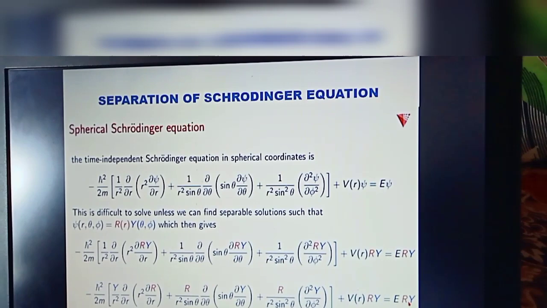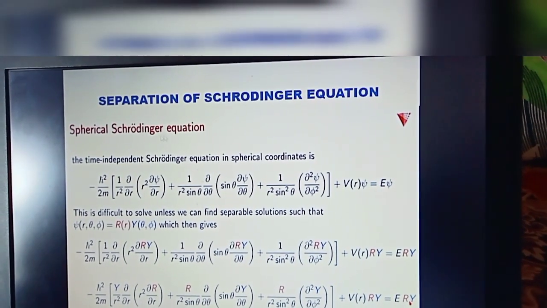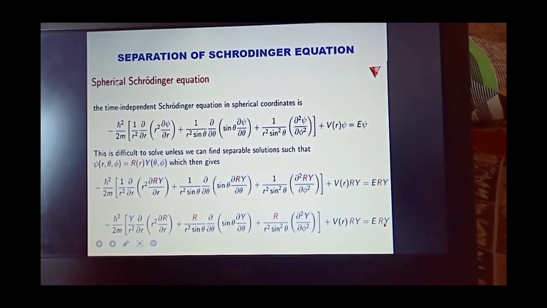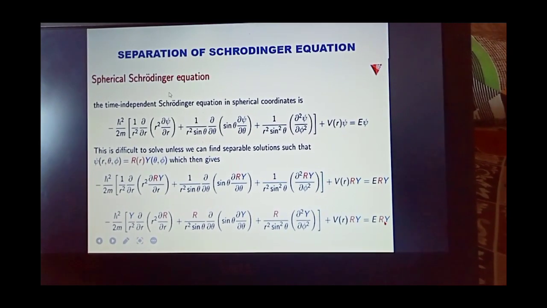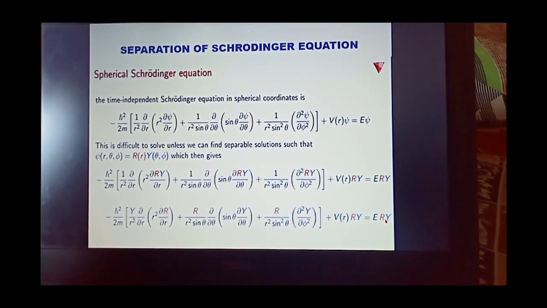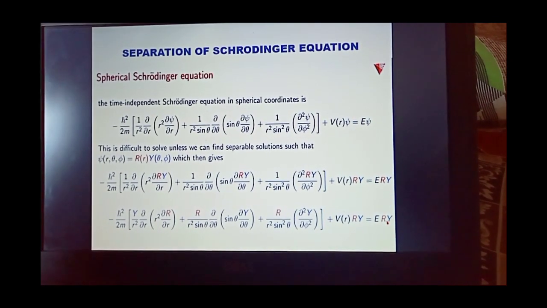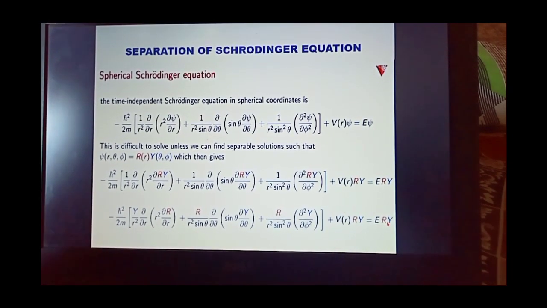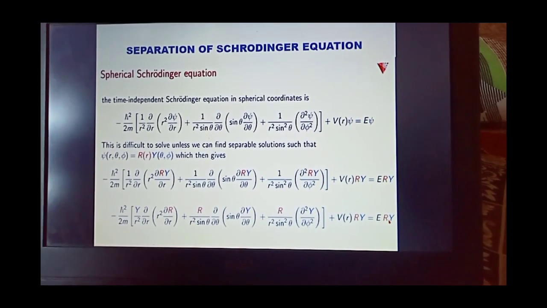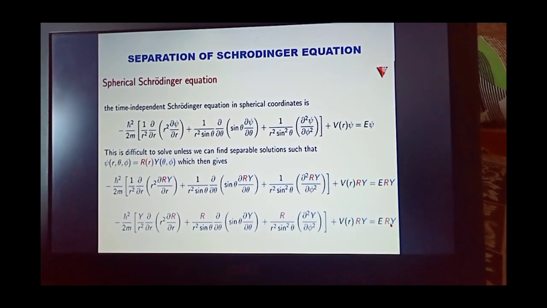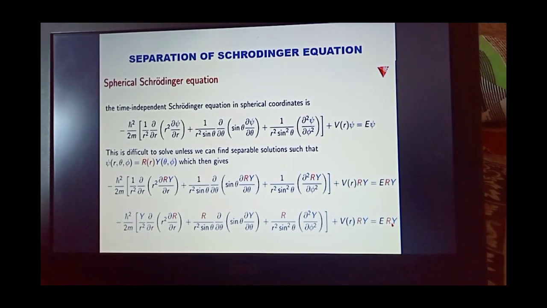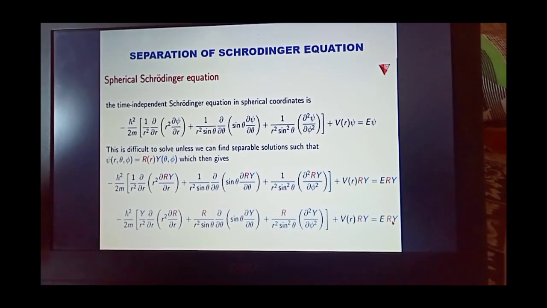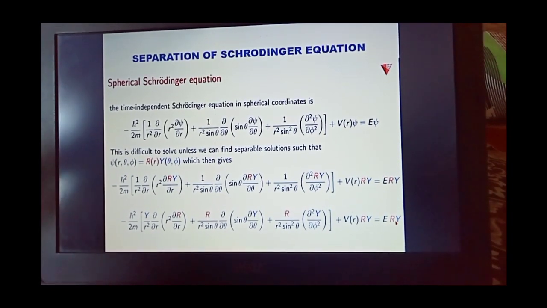Go through the next slide: the spherical Schrodinger equation. It is important. The time independent Schrodinger equation in spherical coordinates is del squared psi(r) plus 2m by h-bar squared times (E minus V) times psi(r) equals 0.